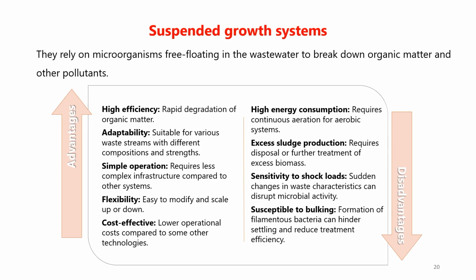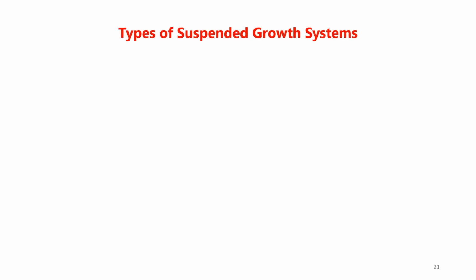Like they consume high energy. It requires continuous aeration for aerobic systems. Then there is excess sludge production, therefore requires disposal or further treatment of the excess biomass. Then it may be sensitive to shock loads. Sudden changes in waste characteristics can disrupt the microbial activity and therefore decrease the efficiency. These systems are susceptible to bulking; formation of filamentous bacteria can hinder settling and reduce the treatment efficiency.